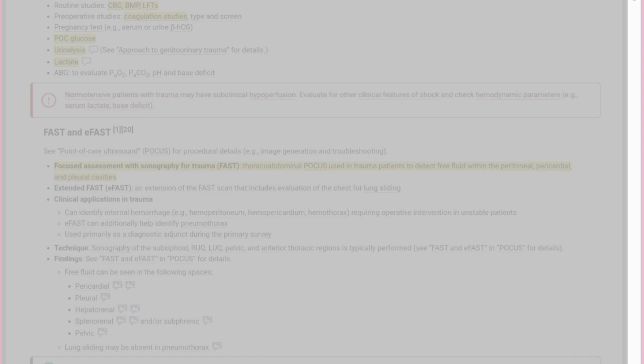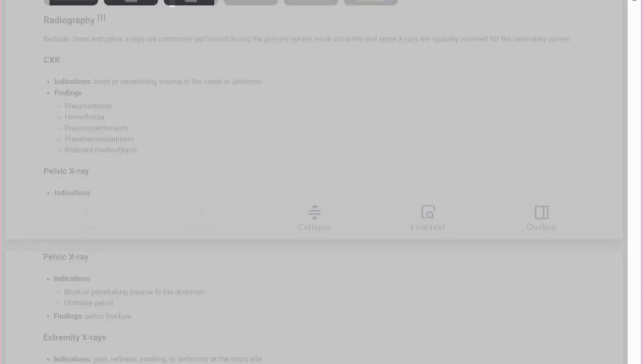A positive FAST exam in a hemodynamically unstable patient with trauma is usually an indication for urgent operative intervention, for example exploratory laparotomy, or urgent thoracotomy and pericardiotomy. Bedside chest and pelvic X-rays are commonly performed during the primary survey, while extremity and spine X-rays are typically reserved for the secondary survey.